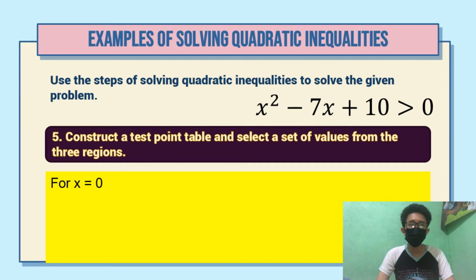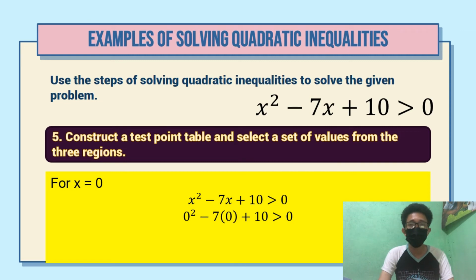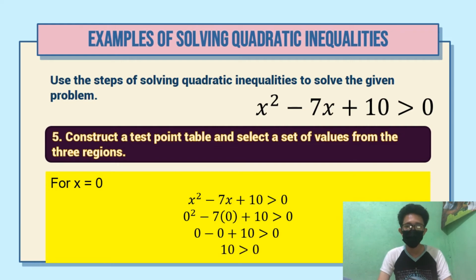For x is equal to 0, we substitute into the original inequality x squared minus 7x plus 10 greater than 0. We substitute x with 0. So we have 0 squared minus 7 times 0 plus 10 is greater than 0. 0 times 0 is 0, minus 7 times 0 is 0, plus 10 is greater than 0. By MDAS, we follow addition or subtraction from left to right. We have 0 minus 0 plus 10 is greater than 0. So 0 minus 0 is 0, plus 10, we have 10 greater than 0.